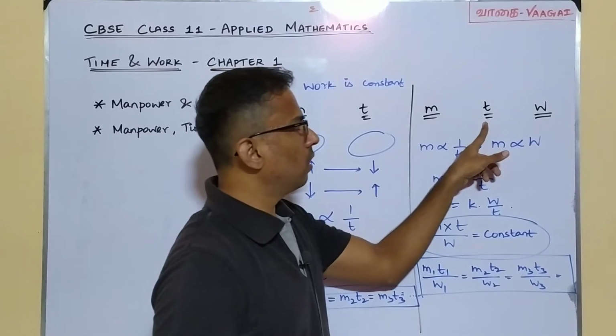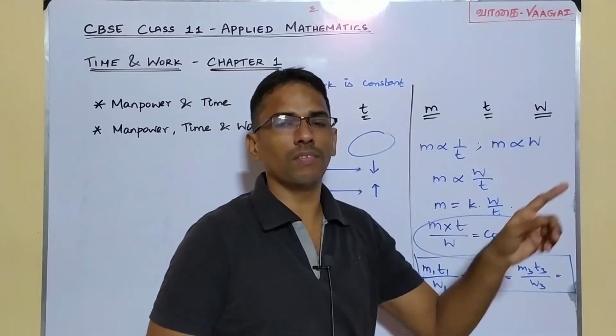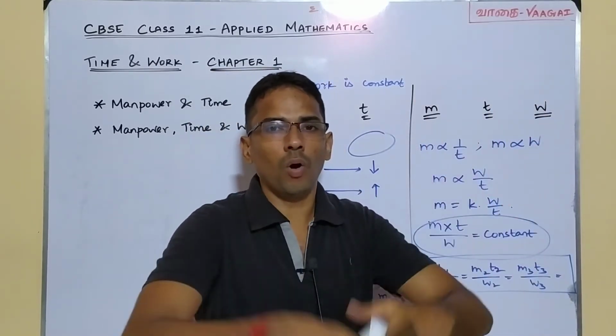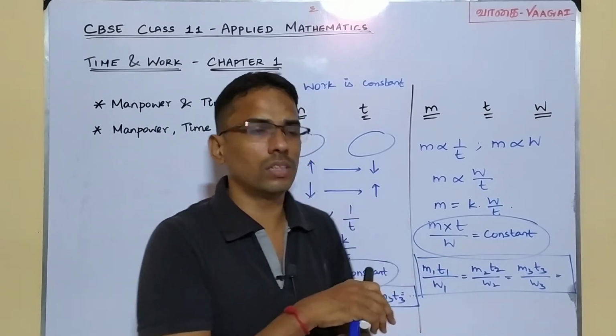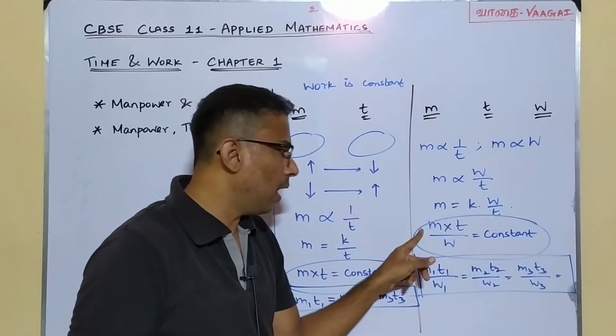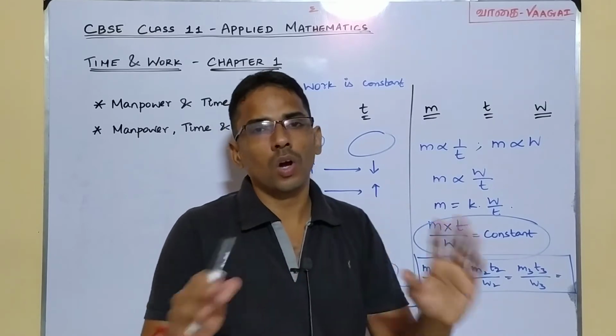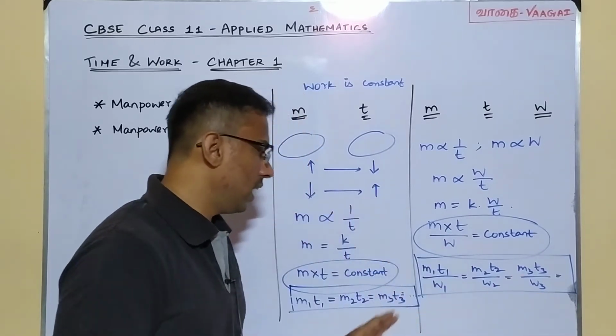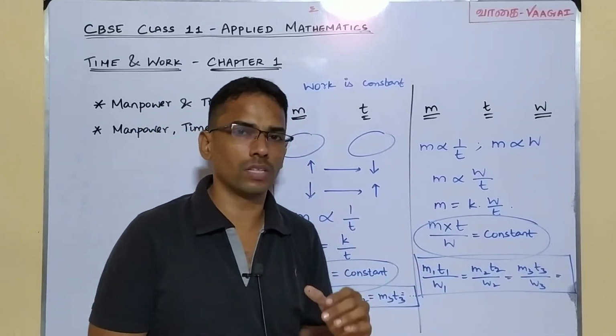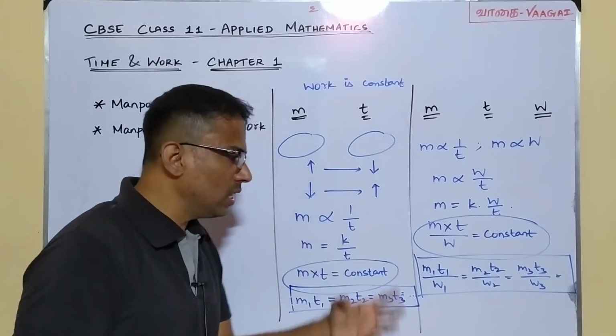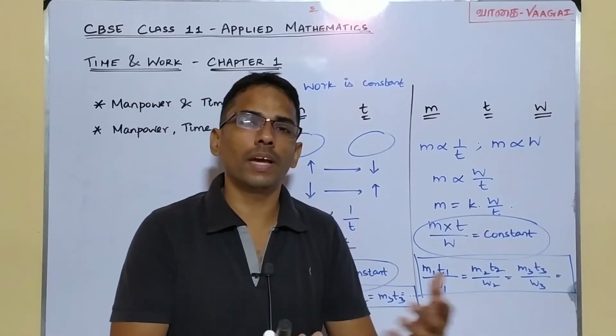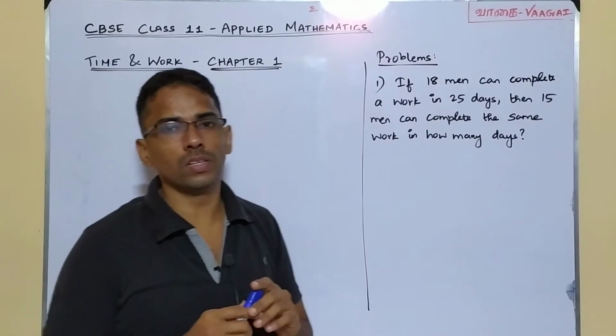And when manpower, time and work, all 3 things are given and all 3 are varying, then how can we relate all the 3 quantities? They can be related by manpower into time by work is equal to a constant. That's it. So take down these two conclusions, important results, and now using these results, let's work some example questions.